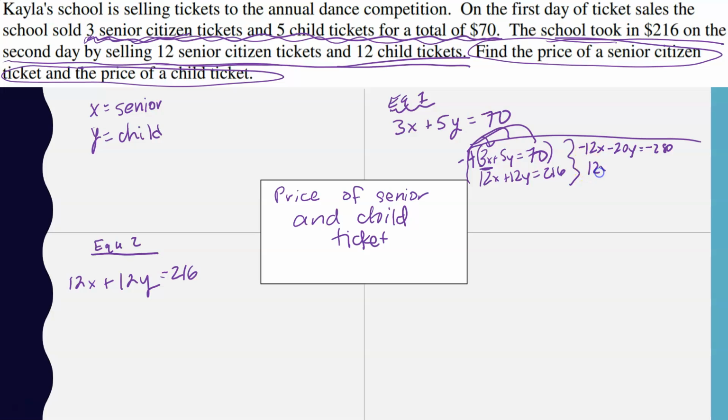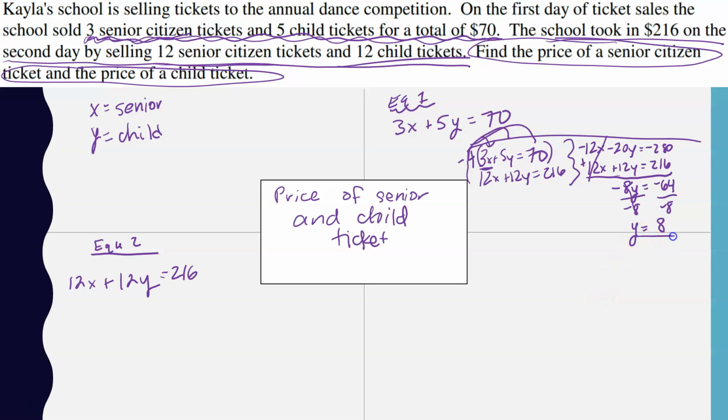I bring over my second equation, which is 12x plus 12y equals 216. And now that something will cancel, I add those equations together. The x's go away. I have a negative 20y plus 12y equals negative 8y. And negative 280 plus 216 was negative 64. So I'm combining like terms there, divide by negative 8, and I get that y equals 8.